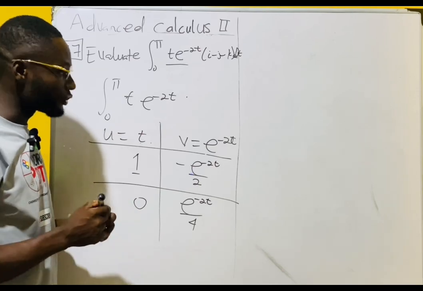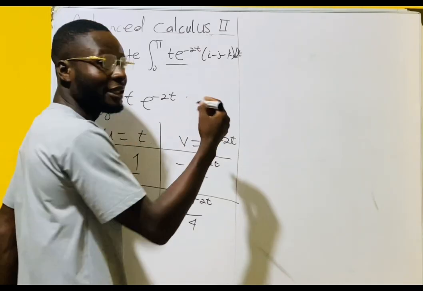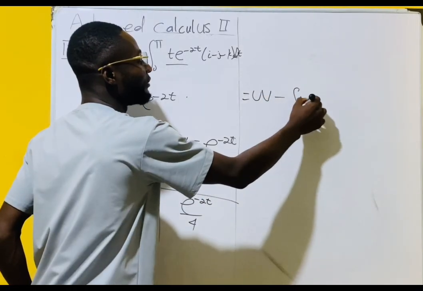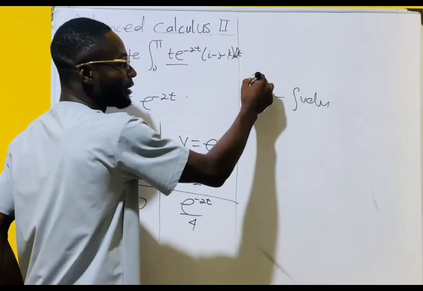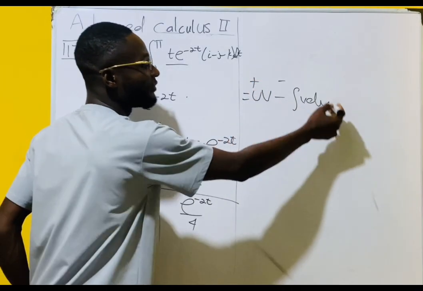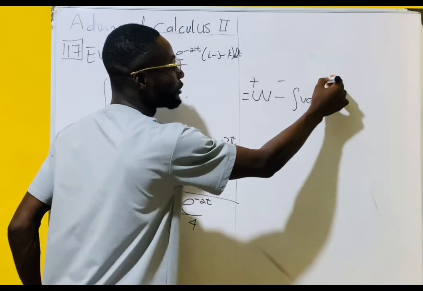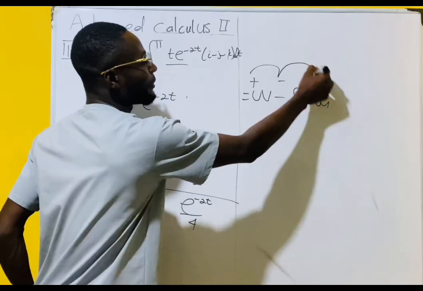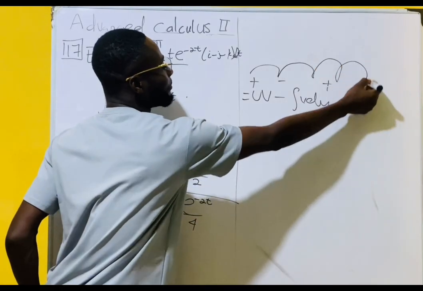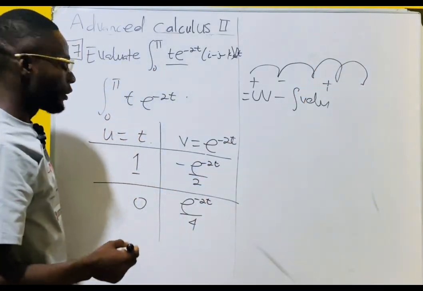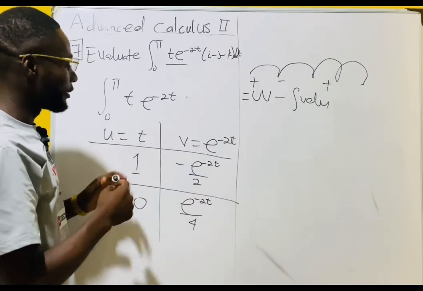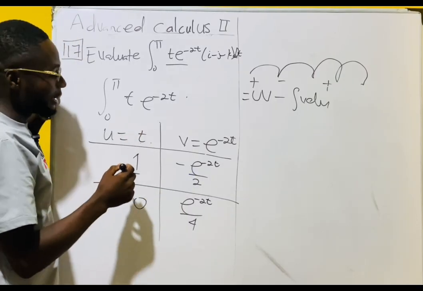Now that we have the result, don't forget that when you are dealing with by parts, it's uv minus integral v du. So meaning that this is positive, this is negative. If there is another third component, it's going to go positive in that order. So it means plus, minus, plus, minus, plus, minus, plus, minus in that order. So we are going to use the same idea in here. So we distribute the signs.